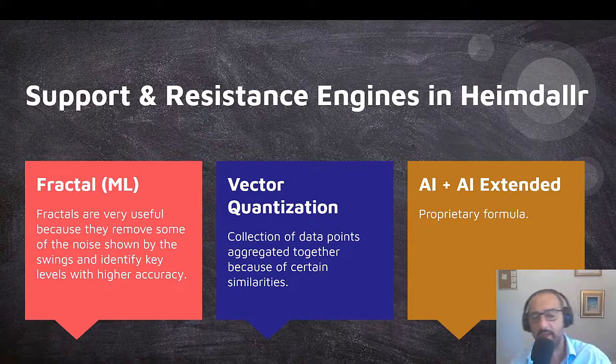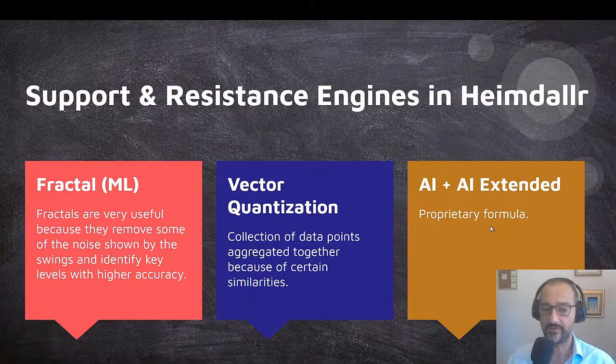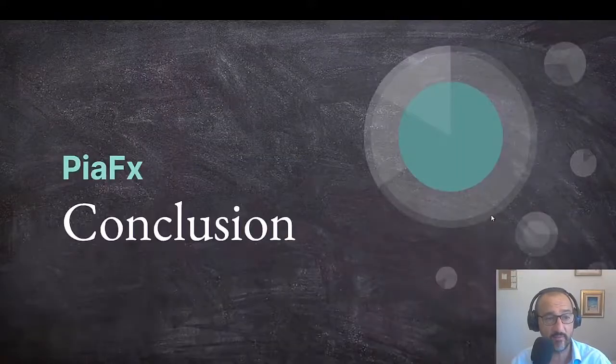And then we have a very powerful engine. Vector quantization and fractal are also powerful, but on this one we put lots of effort: artificial intelligence with a proprietary formula and a support and resistance engine that is giving trend lines and dynamic support and resistance. We are going to see this in a moment.